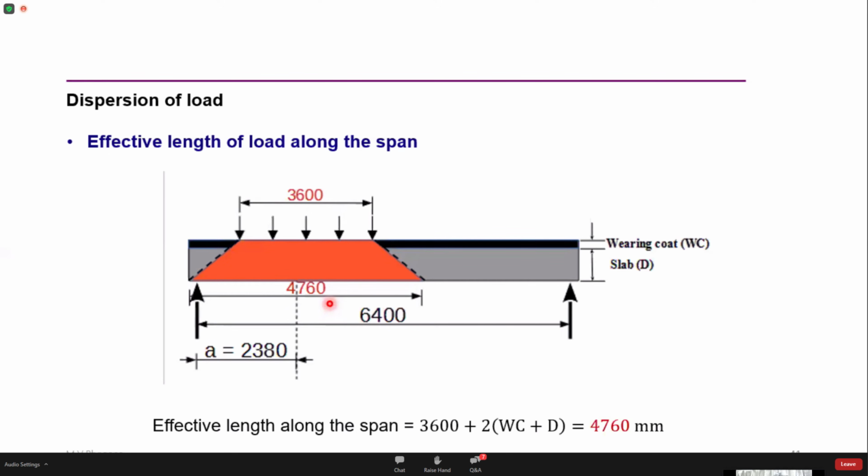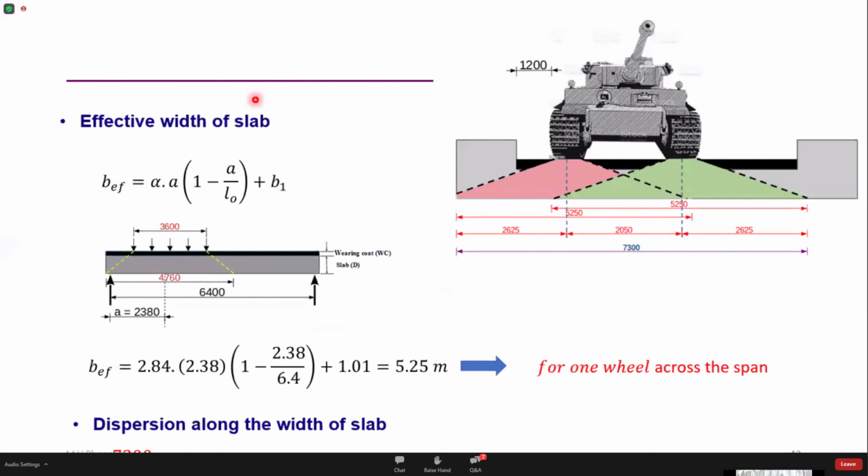So this is the dispersion of the load along the length of the slab. Similarly, the load is also going to get dispersed along the width of the slab. That can again be calculated by using this expression. So I have the slab, I have this wheel, this vehicle, and this is the dispersion of the load. I am going to use this expression again and input the value of alpha. A has changed now. The rest of the things remain the same. Now I can see that the effective width of the load is 5.25 meters.